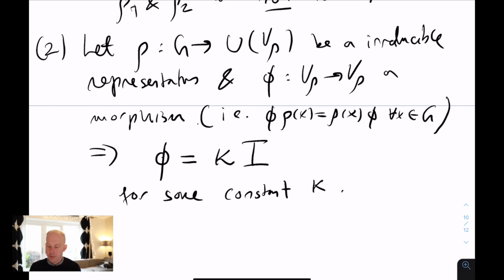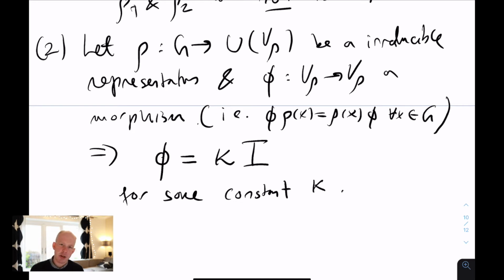So if you think about the irreducible representation, you have a morphism. For example, you have the identity matrix. That's a morphism, so it intertwines with the representation like this. If phi would be an identity matrix, then this would be I rho x equal to rho x I. That's always true. So the constant is equal to 1.